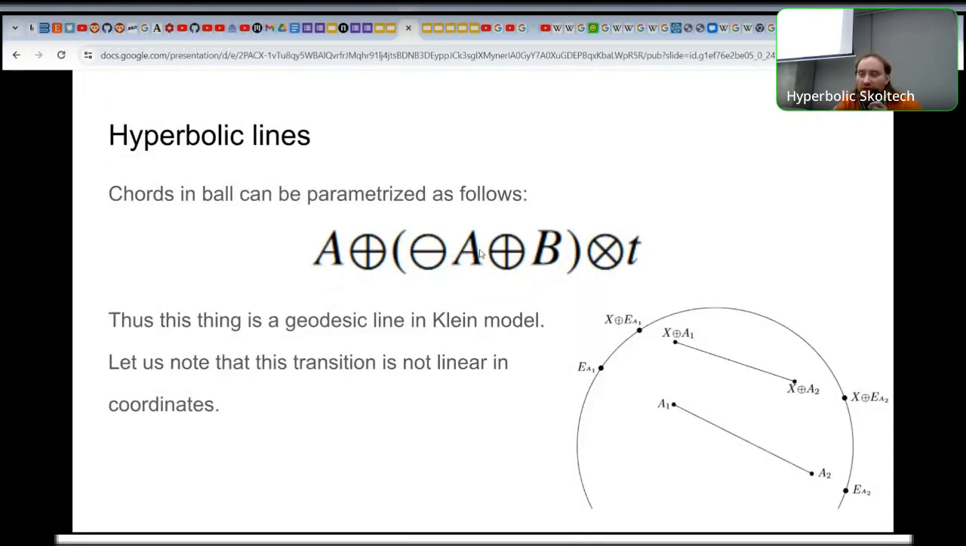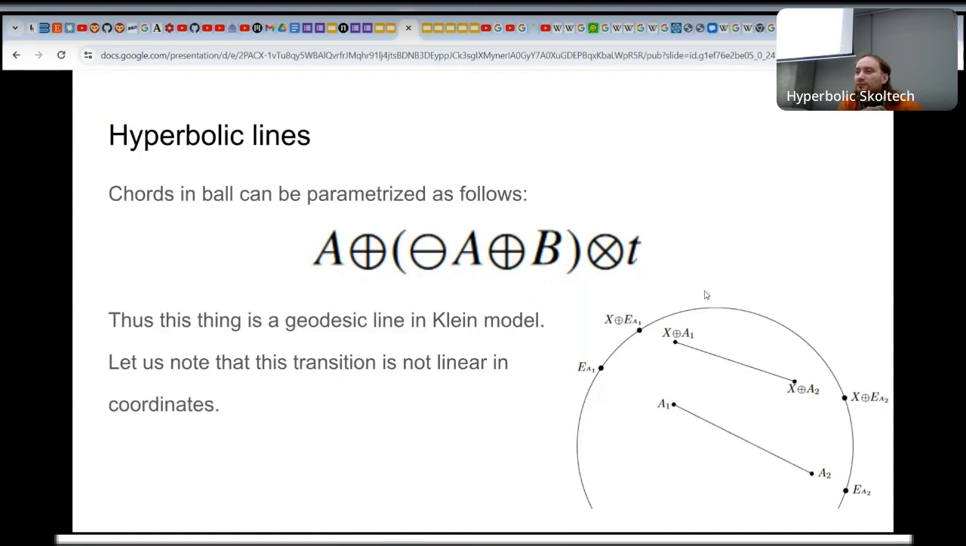And what exactly do we multiply by t? Okay. So here, minus A is just the opposite point for A. And here you just take gyrosum with some point B, and then multiply the result by t, and then you left-sum it with A. Again, if you take plus A to the right, then this will be different.